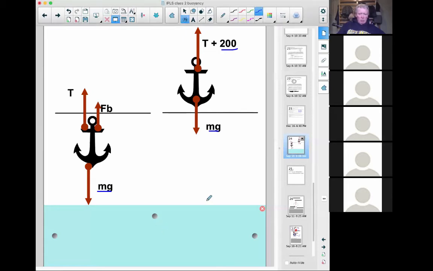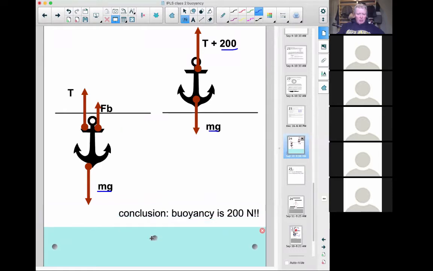Okay, so no one's chimed in with anything yet. What conclusion do we draw from this slide, please? Yes, there we are, indeed. So if it gets 200 newtons heavier when you lift it out of water, that's because buoyancy was 200 newtons when it was in the water. And so with that information, knowing the buoyant force, it should be possible to find the volume.